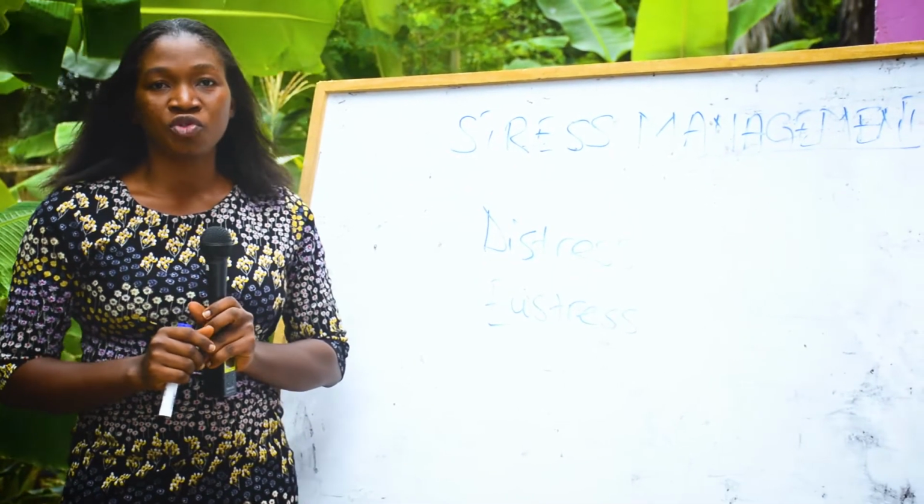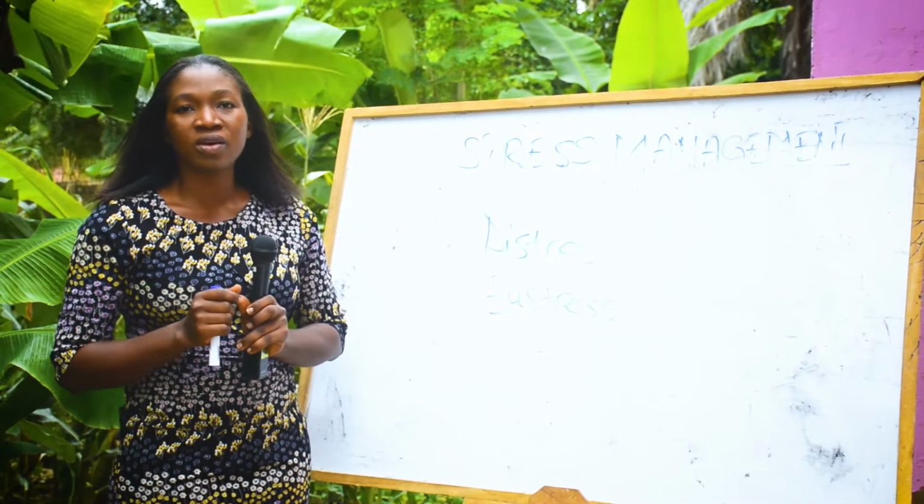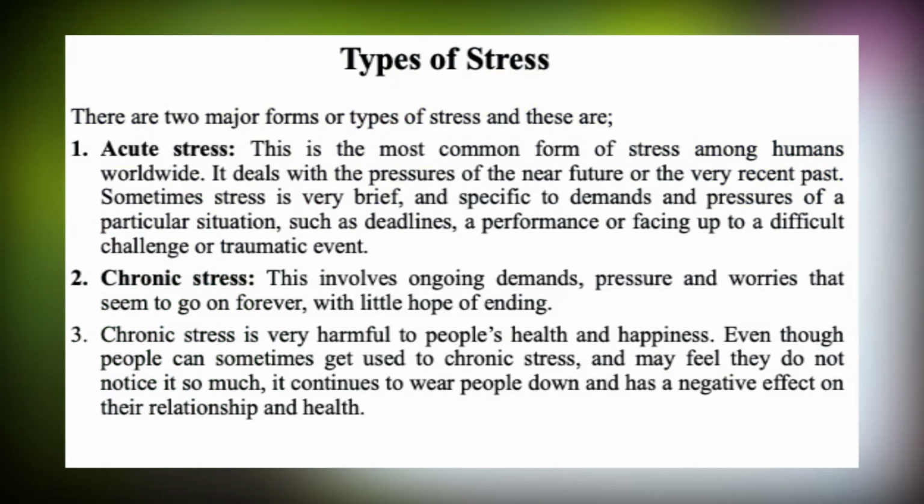Generally, there are two types of stress. The first one is acute stress, and the second one is chronic stress. So what is acute stress? Acute stress is the most common type of stress we find among humans. It deals with the pressures that people suffer about events that are happening immediately or within a very short period of time. It is also concerned with pressures that people suffer as a result of something that happened not long ago. That is to say, pressures that come with recent events.